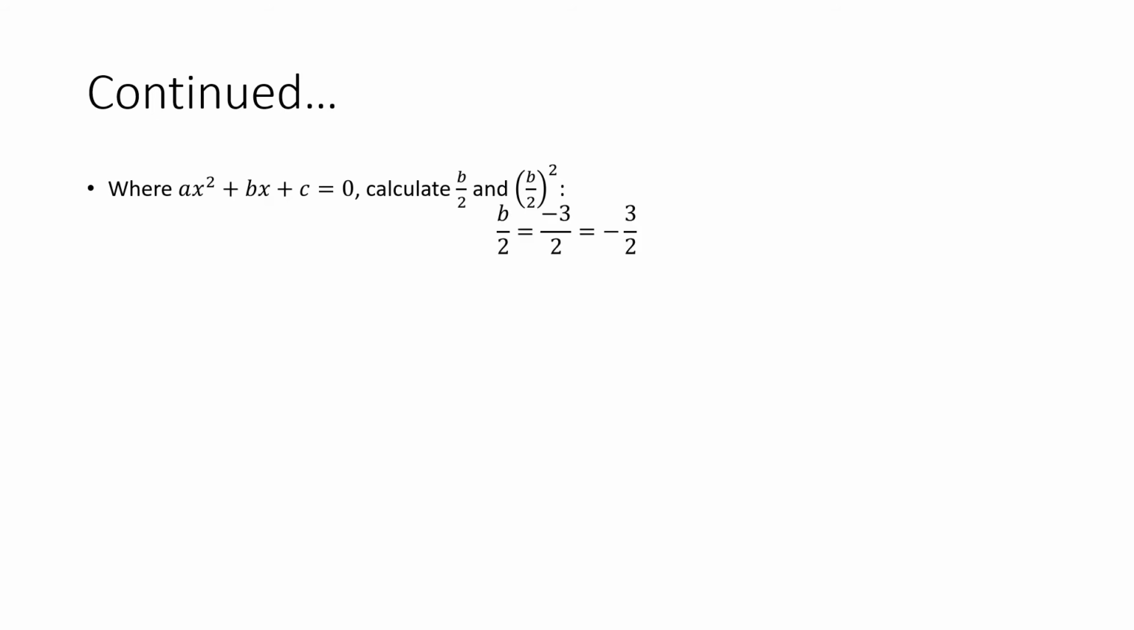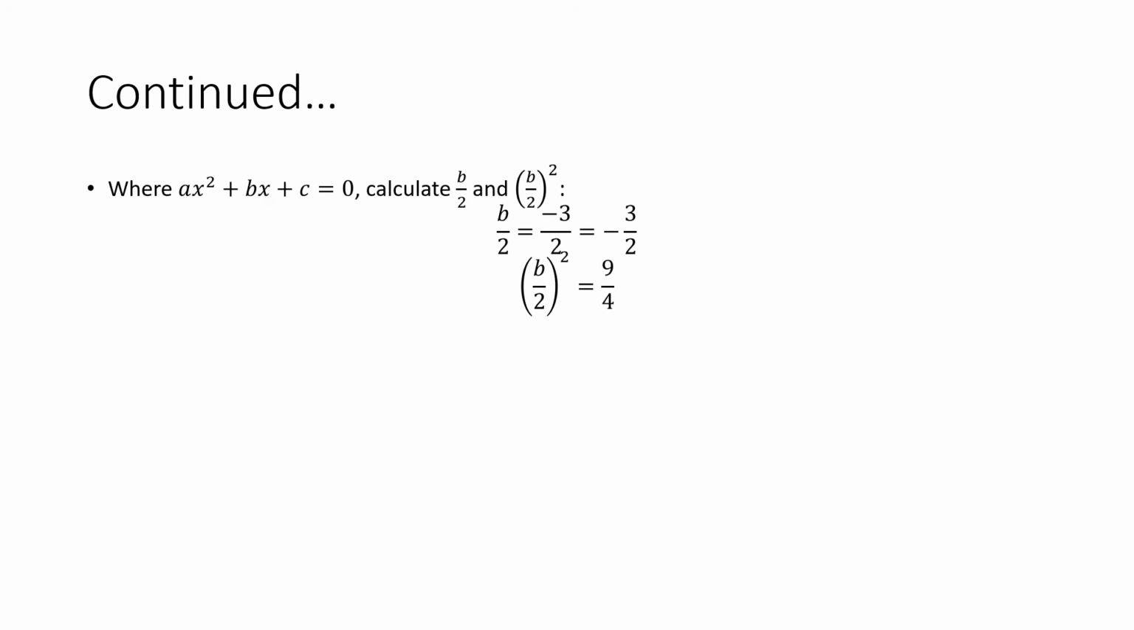So moving on, let's calculate b divided by 2 and b divided by 2 quantity squared. So b divided by 2 for our equation is negative 3 divided by 2, so negative 3 halves. And then b divided by 2 quantity squared is 9/4. So yeah, the negative sign, if it was on either the numerator or the denominator, you square that and it becomes positive 9 or positive 4.